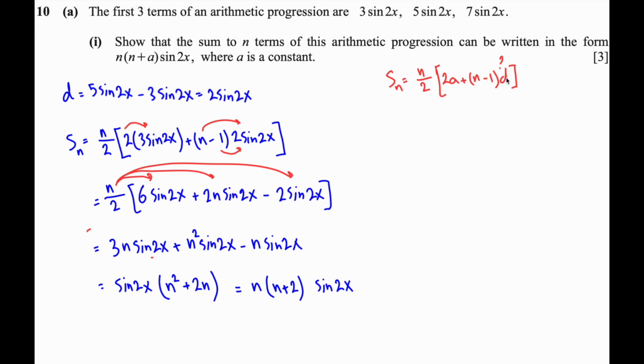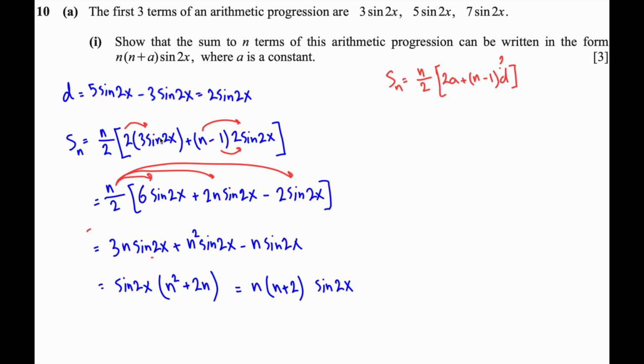However, d is unknown, so I have to find d, and that can be simply found by taking two consecutive terms. In this case, I took the second and the first term, and then find the difference between those, and that is nothing but 2 sine 2x. And now it's time for substitution. You're just going to substitute a, which is 3 sine 2x here, and then do the same thing for d as well. Now we have to tidy up.